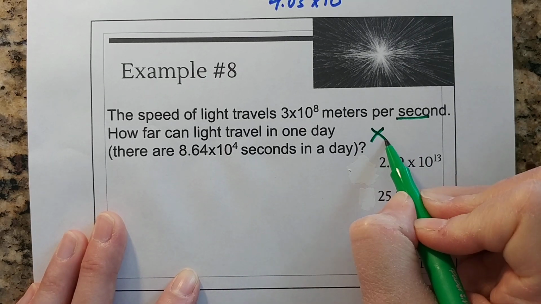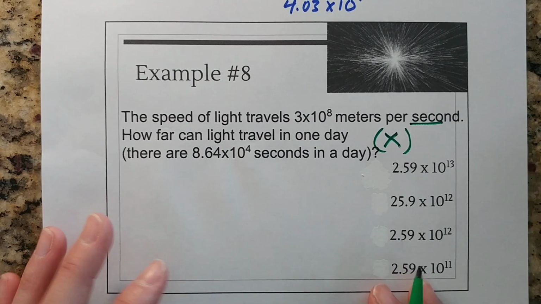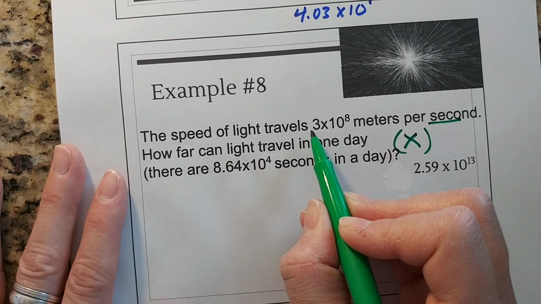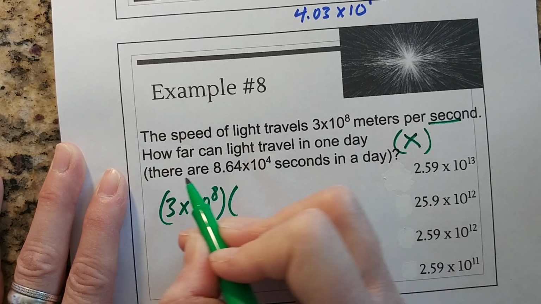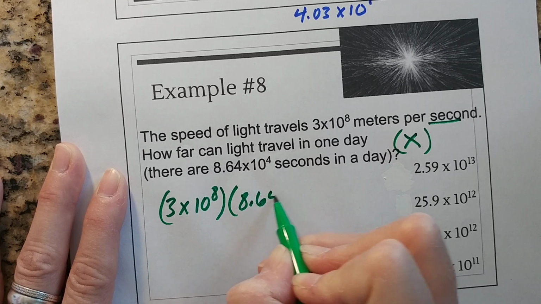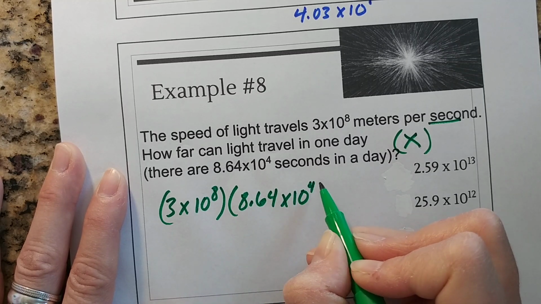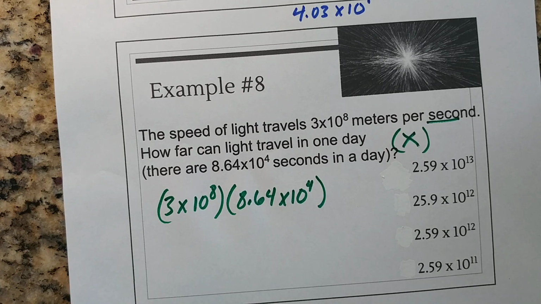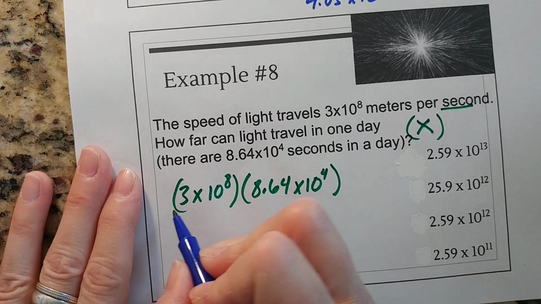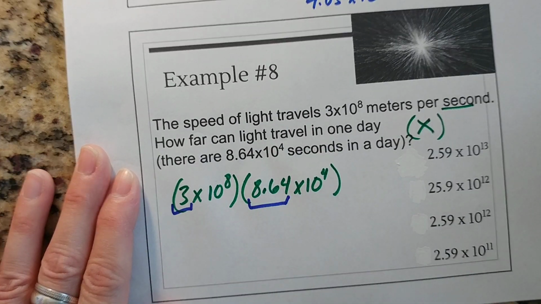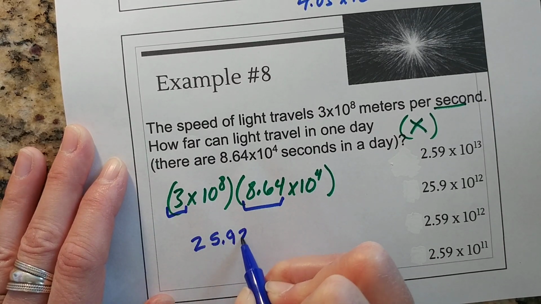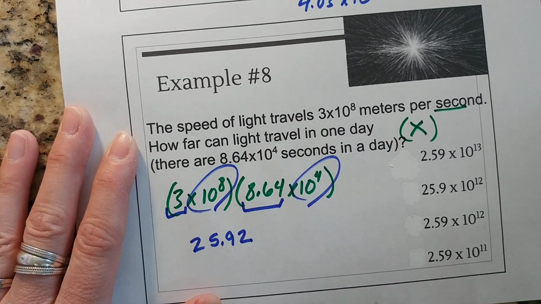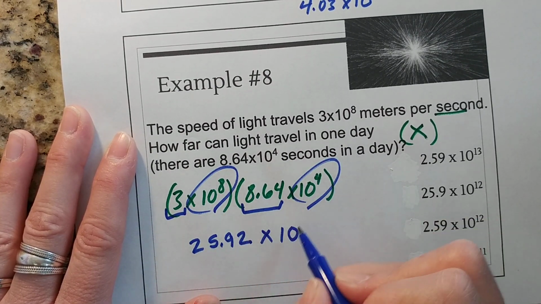Are you seeing this as multiplication? Me too. So we're going to have to take how fast the speed of light travels in 1 second, and we're going to have to multiply it by how many seconds there are in one day. All right, let's see how far light's going to travel in one day. So we're going to have to first multiply our coefficients. And with a calculator, I'm getting 25.92. Now let's multiply our powers. Remember, to multiply powers with the same base, I add the exponents, so 12.